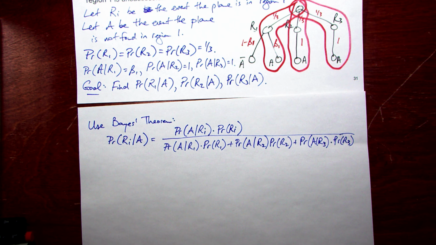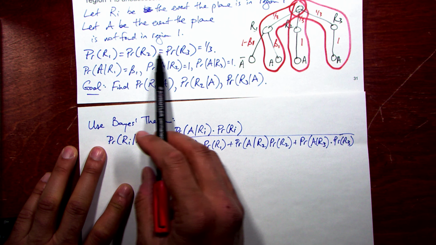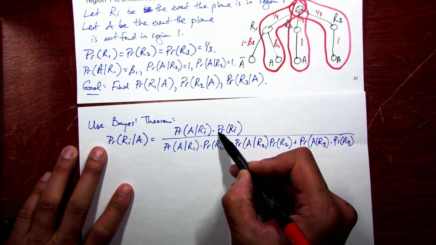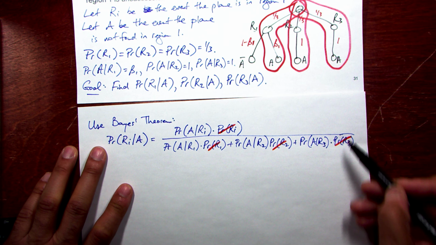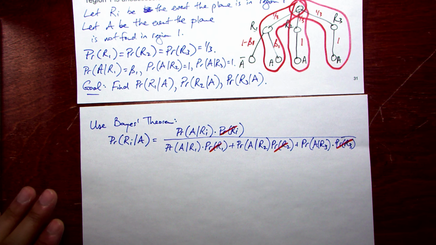Now, one nice thing that is part of this problem is that the probability of R1, R2, and R3 are all the same. And we could basically cancel them if we wanted to. I'm going to write them out, though, just so that you see where they come from, because you can't always do that. But anyway, those are going to cancel out, and I will strike them out on the next step.